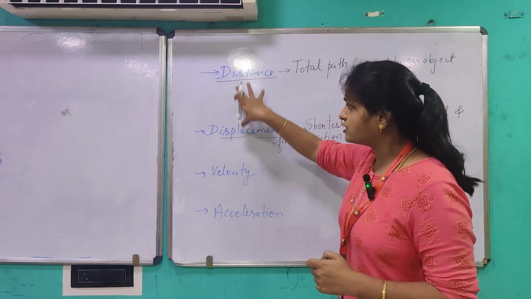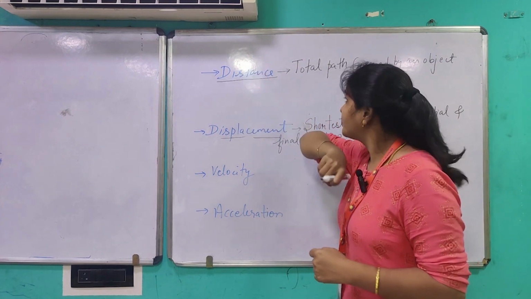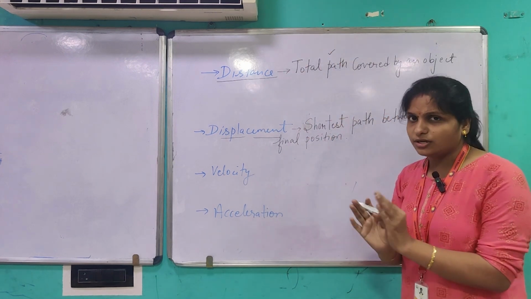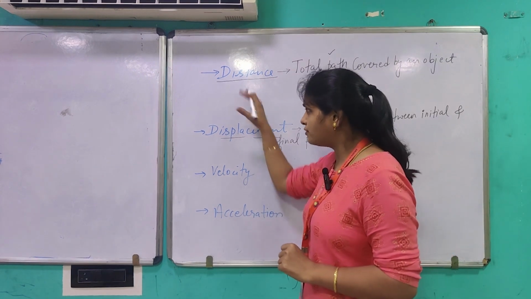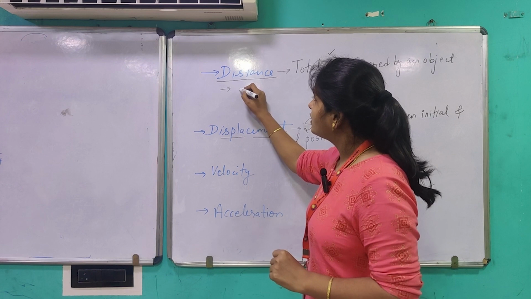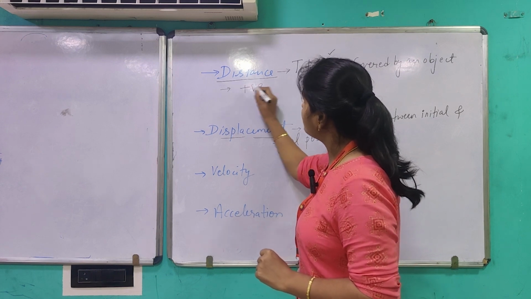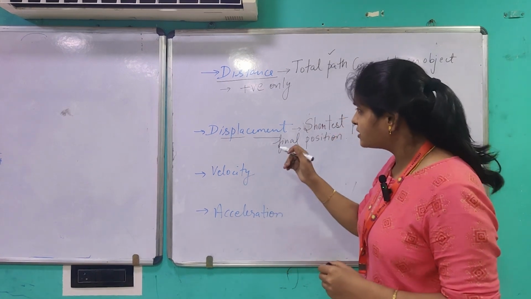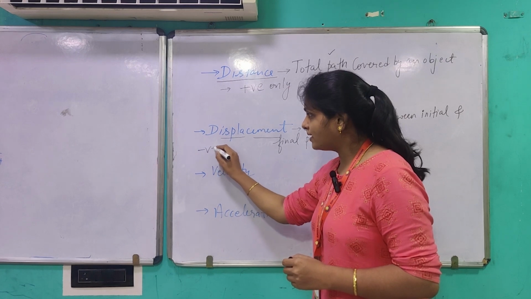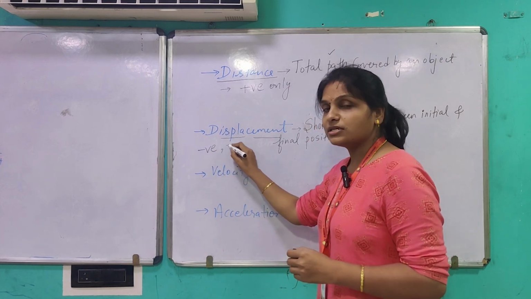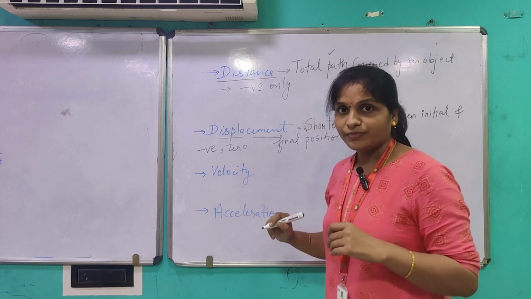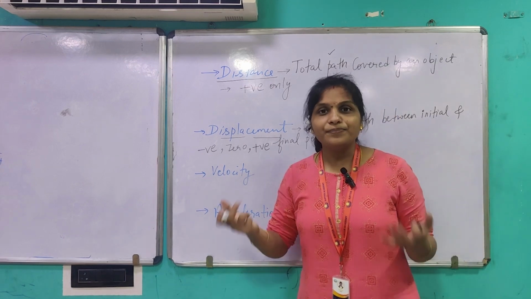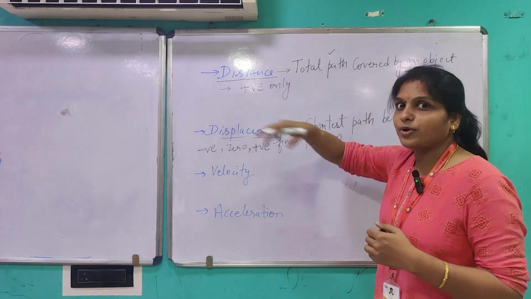Now, what is the difference between distance and displacement? Okay, now listen, this is the total path, everyone knows. This is the shortest path between initial and final position. Now we will see how they are varying from each other. Distance will be always positive. Displacement can be negative. Even displacement can be zero also. And displacement can be positive also, of course. So distance is only positive.